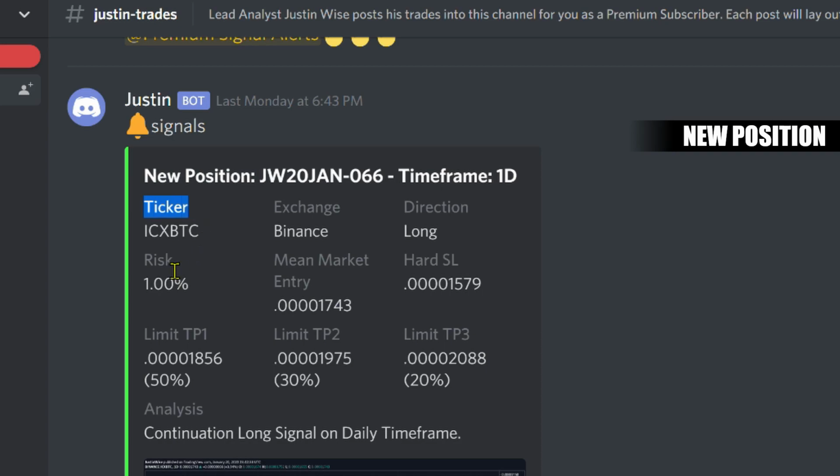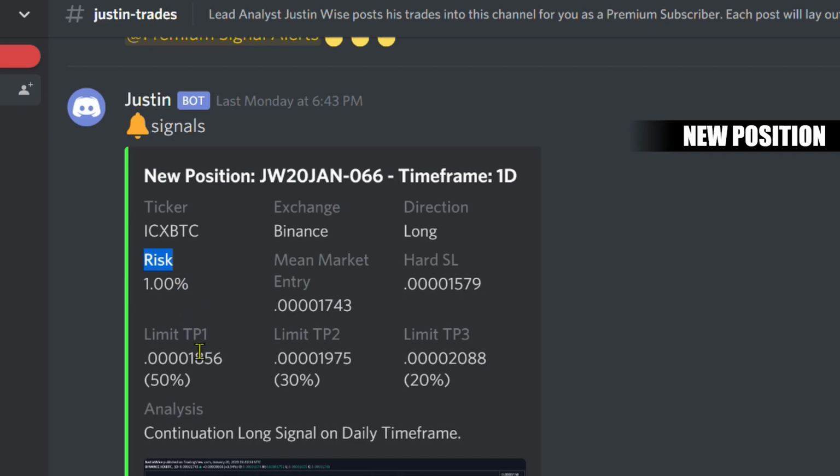Ticker: the crypto asset being traded, the base and the quote pair. Exchange: the exchange that the trade is being taken on. Direction: either going long or short. Long is to take the price up, or short intends to take the price down.